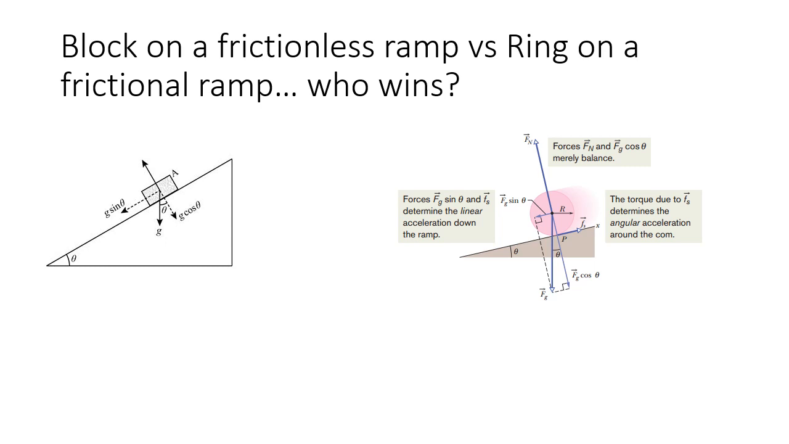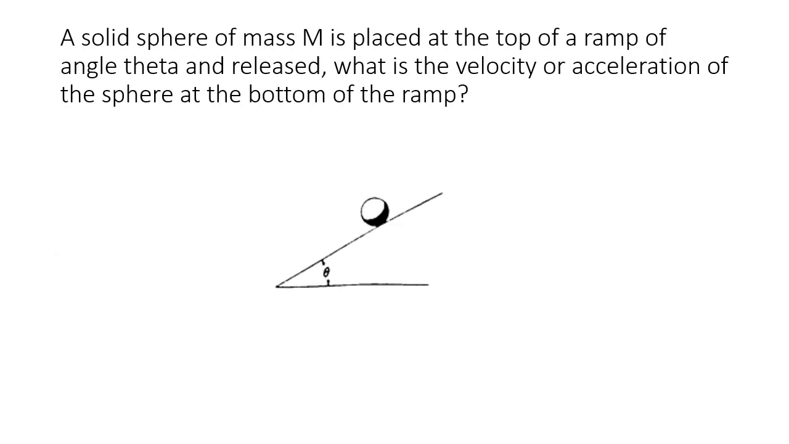Now, back to how this actually gets solved. How do we know that, and how do I use the parallel axis theorem to help me get to that problem? So we have a solid sphere of mass m placed at the top of a ramp, angle theta, and released. There is going to have to be friction on the ramp, although I'm not going to assign any particular coefficient of friction. You'll see why we don't need it at this moment. What is the velocity or the acceleration of the sphere at the bottom of the ramp? How do we solve this problem?